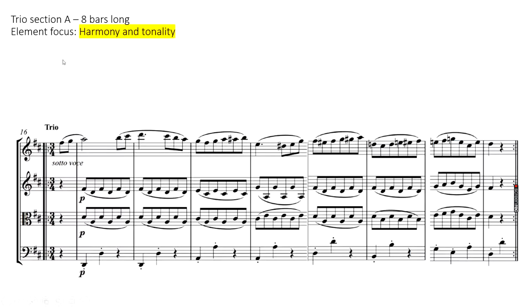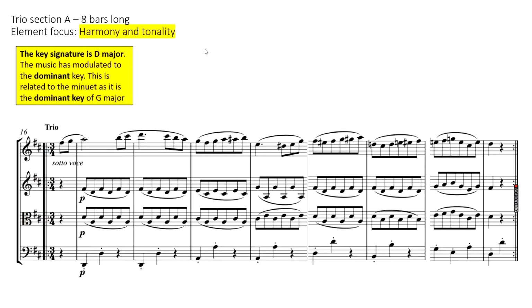Right, we're now on trio section A, but we're going to be looking at harmony and tonality. Harmony is the chords and tonality is the key. Now, the key signature at the moment is D major. We can tell this because at the very beginning we have 2 sharps rather than 1. In the minuet we only had 1 sharp. Now we have 2 sharps in the key signature.